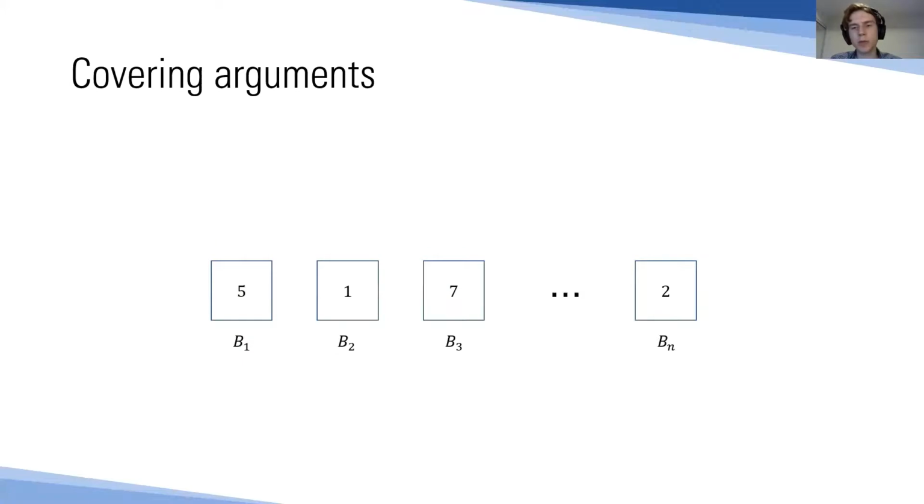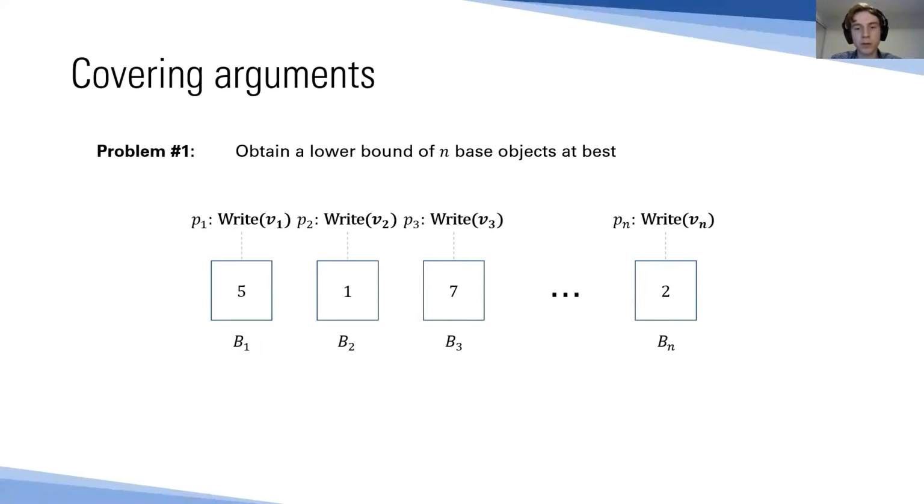So the first problem with trying to use a covering argument for our purposes is that the best lower bound we can achieve with this approach is n. So if we have n processes, they can't cover any more than n base objects. To obtain a lower bound of n plus k, which is what we want, we'd need a different technique.